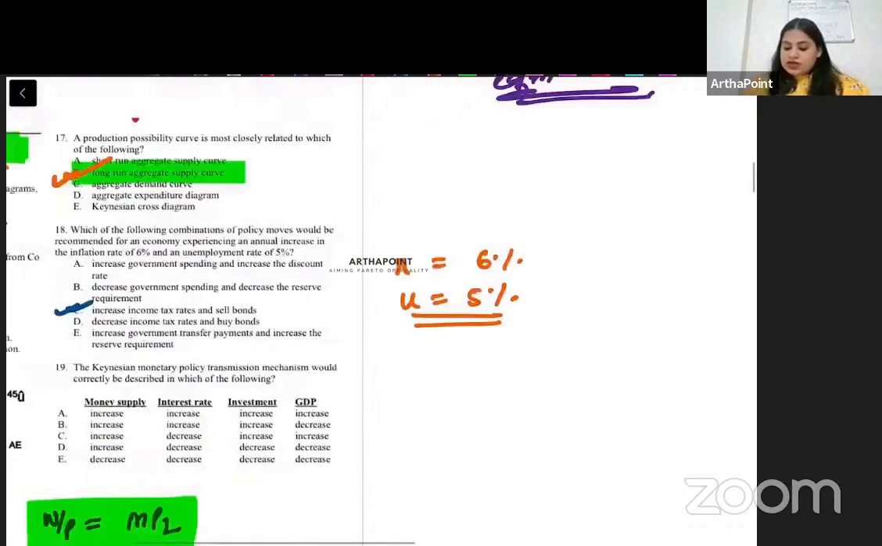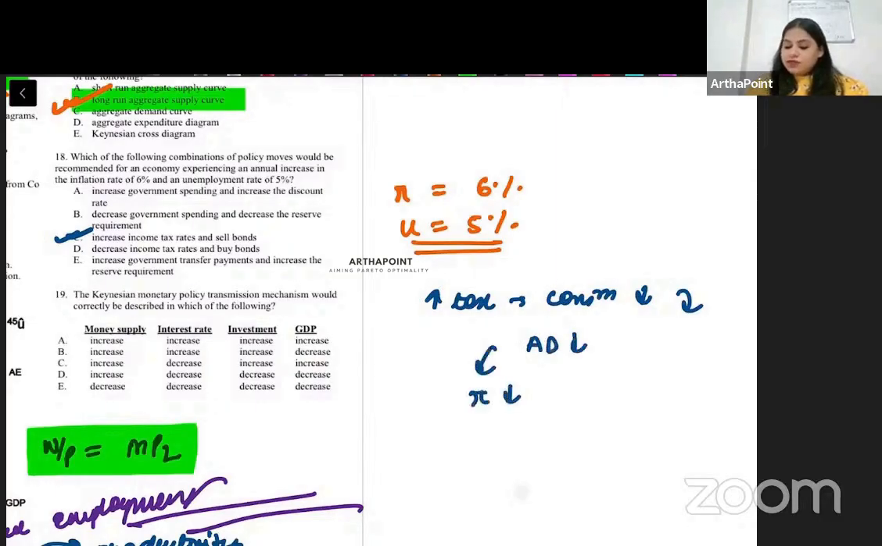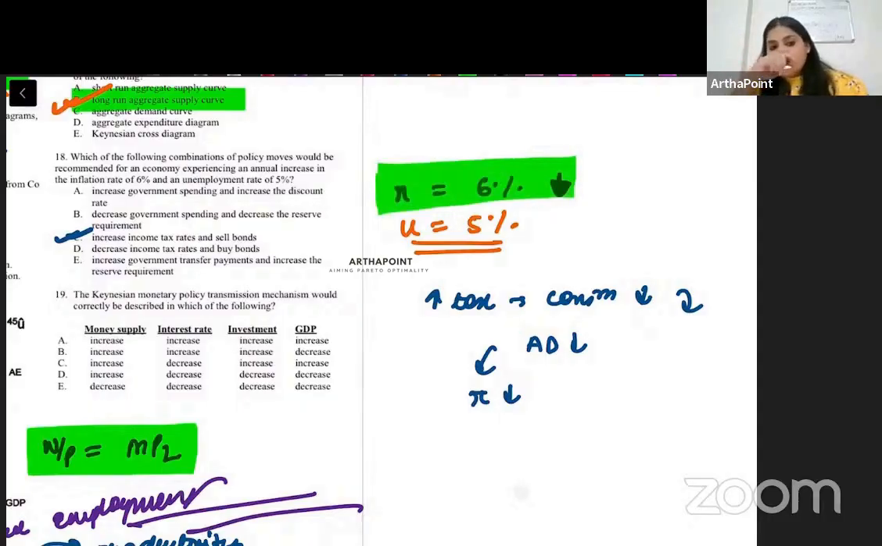When you increase tax, then beta, consumption will fall. When consumption falls, demand will fall. When demand falls, inflation will fall. So the inflation rate in the economy is going to fall from here, right? So this ensures that you can increase the tax rates in the economy. And at the same time, you will sell bonds.